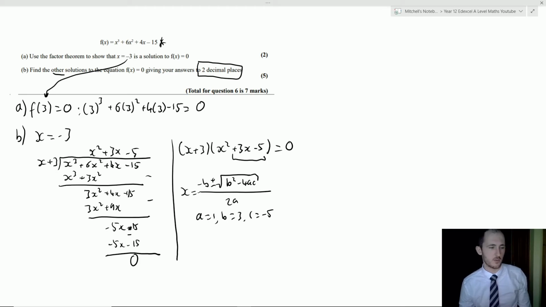Does anyone need me to use the quadratic formula and go through it once? Or are you all okay? I think you might be okay, but I'm not sure.